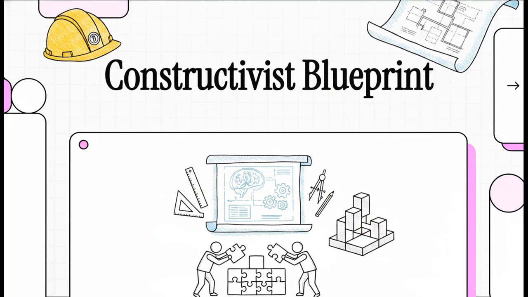Welcome to this explainer. Today, we're going to put on our hard hats and act as architects. But we aren't designing a physical building here, we are designing a learning environment. And specifically, we want to know what design principles we should actually employ to create a space that supports constructivist learning. So whether you're a teacher, a corporate trainer, or a community leader, if you want to create spaces where students don't just memorize facts, but actually build deep, lasting understanding, you need a very specific blueprint.